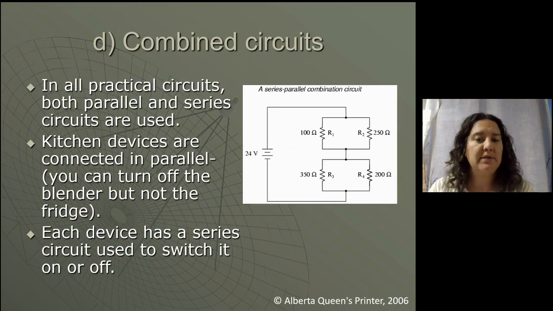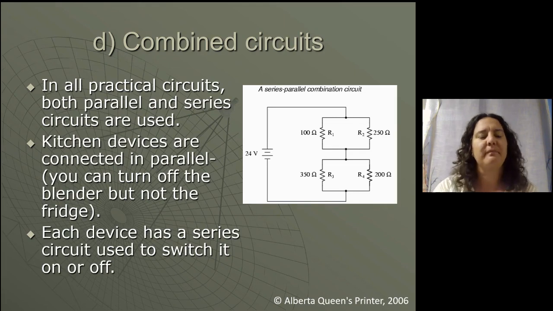So we can have combined circuits that have series and parallel being used together. Kitchen devices are connected in parallel, where we can turn off the blender but not the fridge. And each device in it has a series circuit to switch it on or off. So if we open the switch, that device is now not able to be used. There's not 2 paths of electricity to get through once that device has been plugged in.